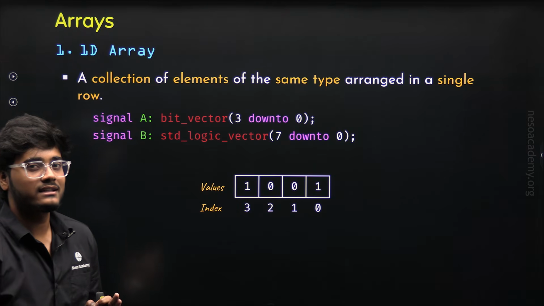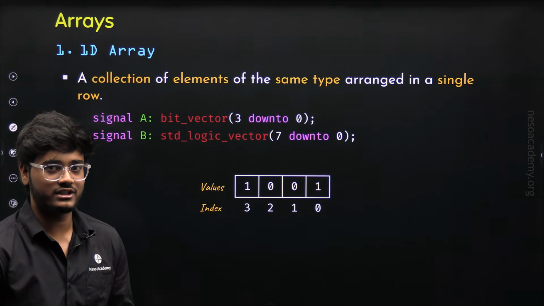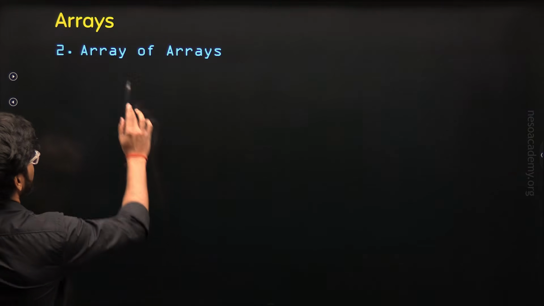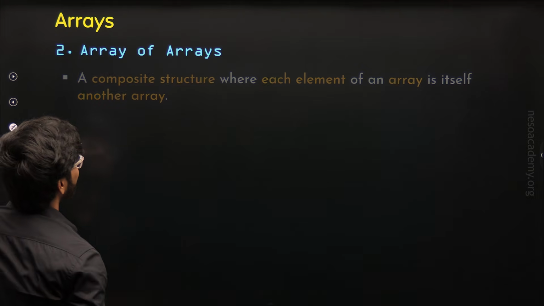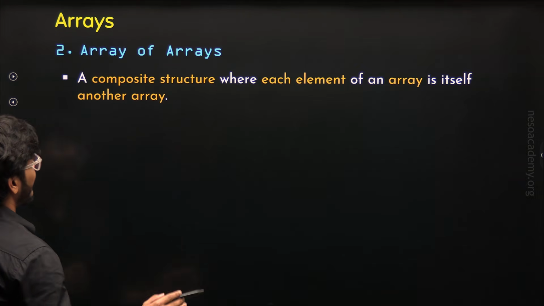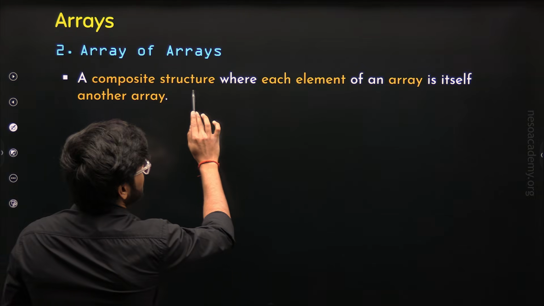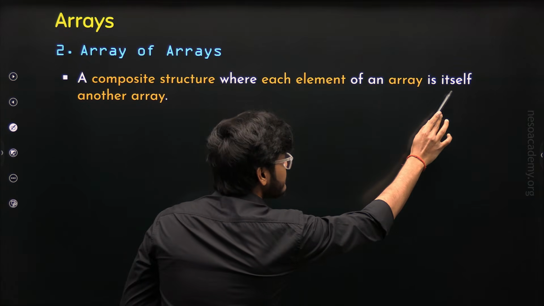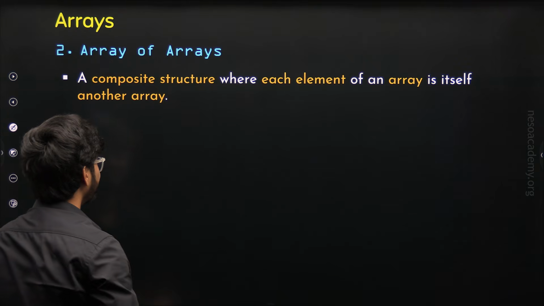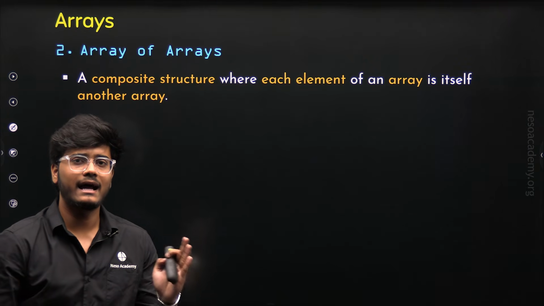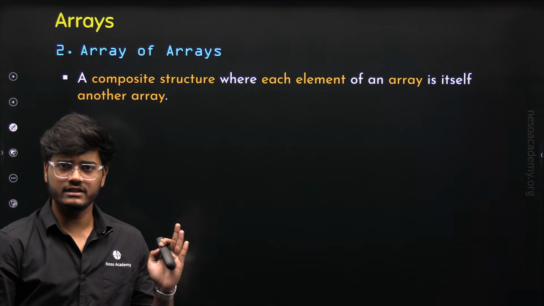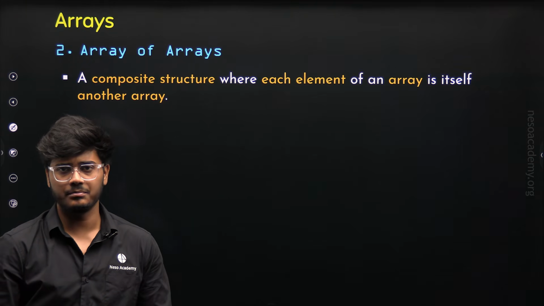Now let's understand the second type of array, which is array of arrays. As the name suggests, array of arrays. So array of arrays is a composite structure where each element of an array is itself another array. In simple words, array inside another array. To understand this definition, let's take an example.